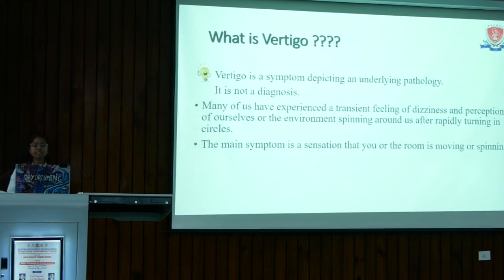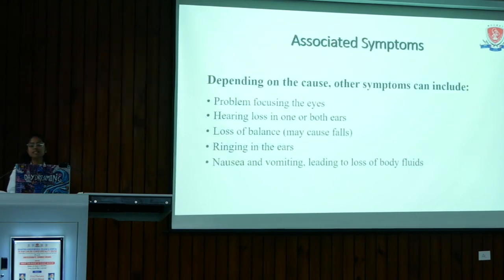Vertigo is basically a symptom depicting an underlying pathology and is not a diagnosis. Many of us have experienced a transient feeling of dizziness and perception of ourselves or the environment spinning around us after rapidly turning in circles. Associated symptoms with the vertigo include problems focusing the eyes, hearing loss in one or both the ears, loss of balance, ringing in the ears, nausea and vomiting.